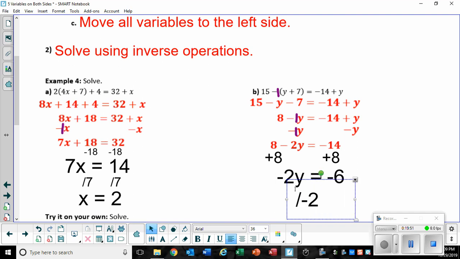I'm having some technical difficulties going on right here. So I go ahead and I'm going to move this.